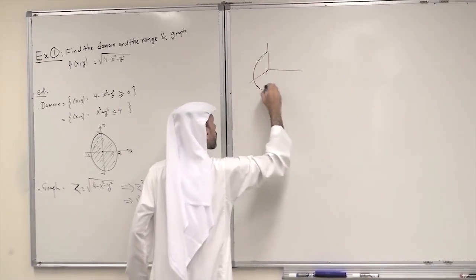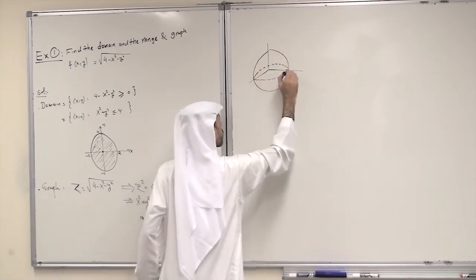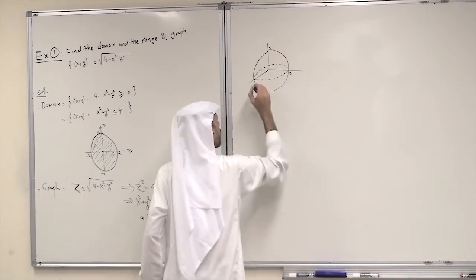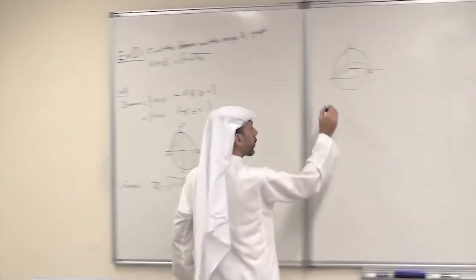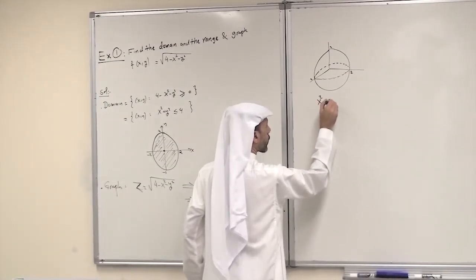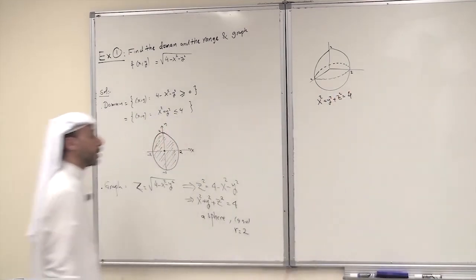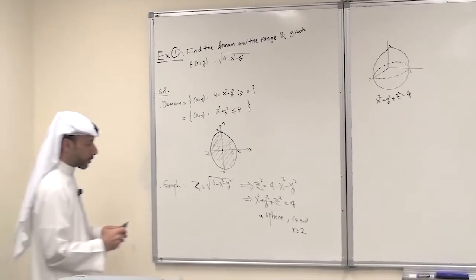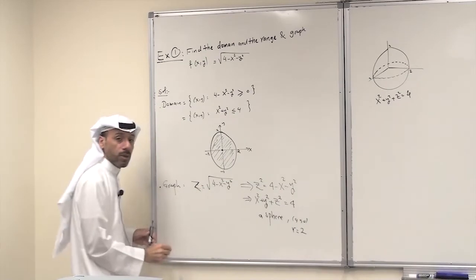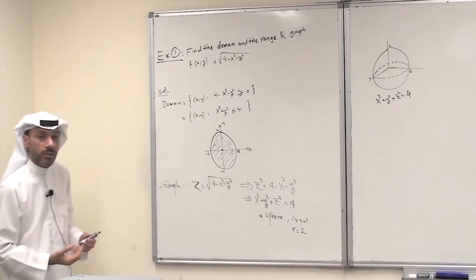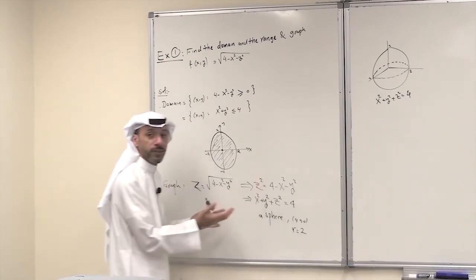This is a full sphere. This is 2, and this is 2, and this is 2. A full sphere, for x squared plus y squared plus z squared equals 4. But our original function is z equals the root of 4 minus x squared minus y squared. So the graph of this function has to be part of the graph of the sphere.